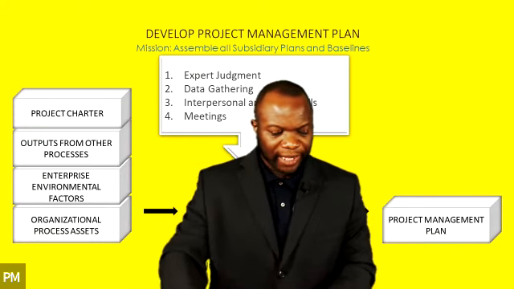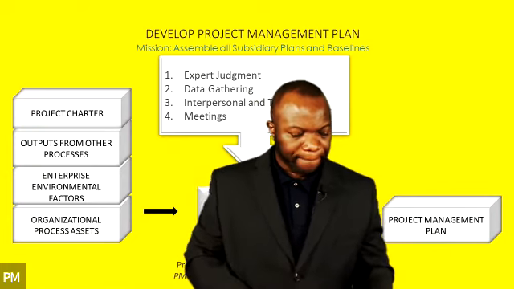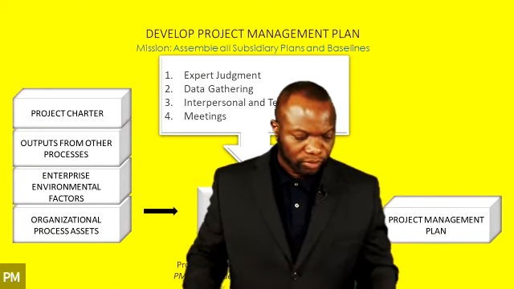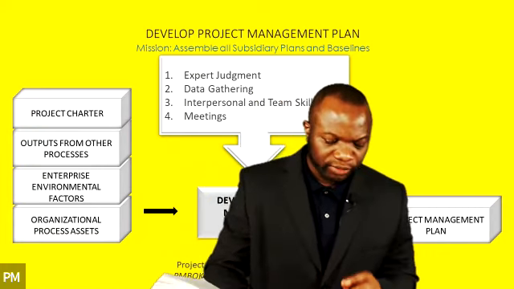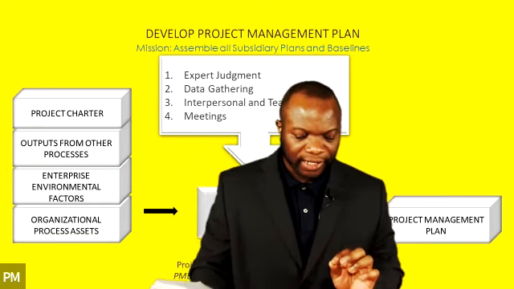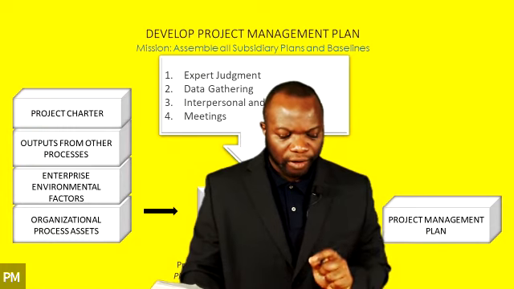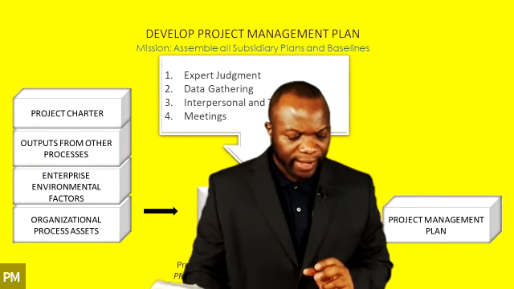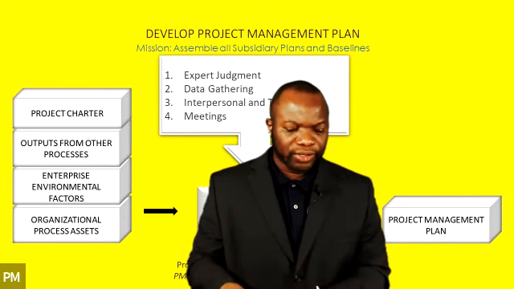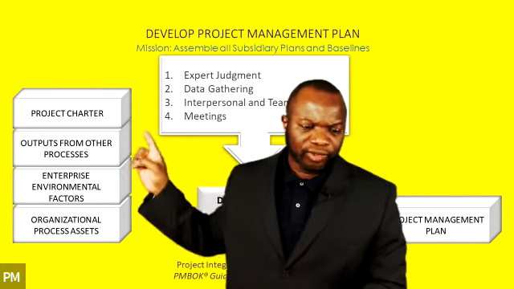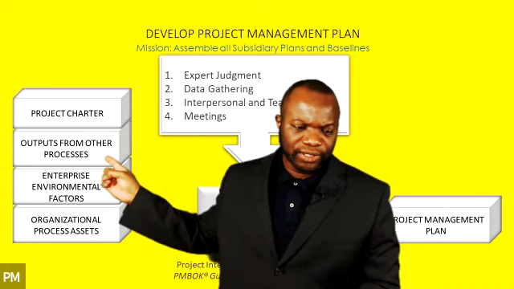So open up that guide of yours to page 82. All right, come on now. Page 82, what does it say? It says, develop project management plan is the process of defining, preparing, and coordinating all plan components and consolidating them. Wait a minute. All plan components is referring to what? This. When we say all plan components, we mean this.